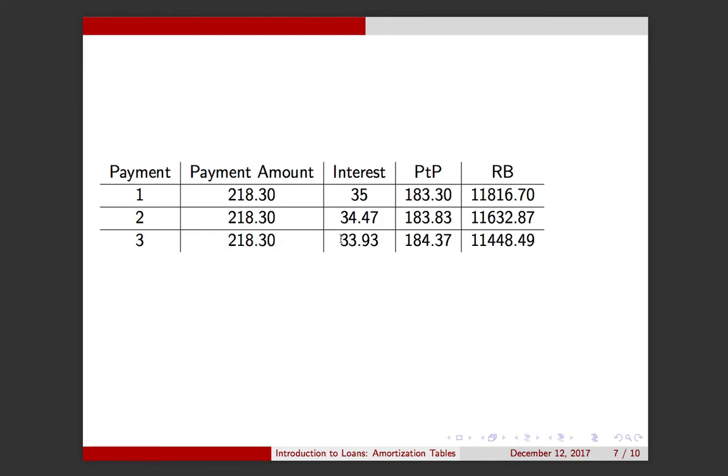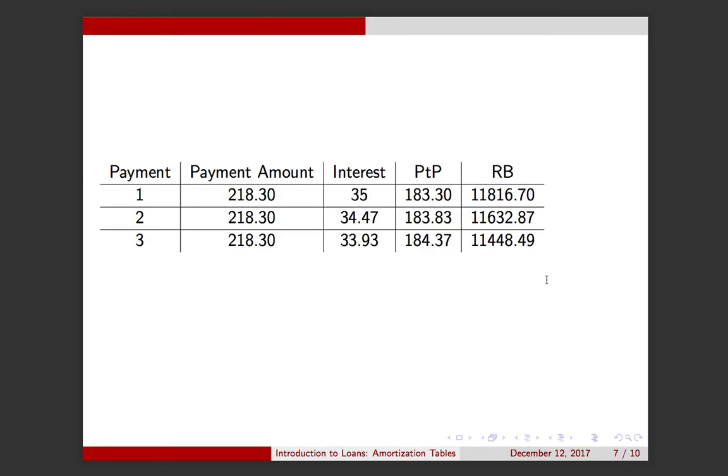If you apply the I equals PRT formula to this 11,632 number, you get $33.93. And then what's left over after that $33.93 from this check is $184.37. You take this $184.37, take it out of what you owed at the end of the previous month, out of this number right here, the 11,632.87, and now you get 11,448.49.